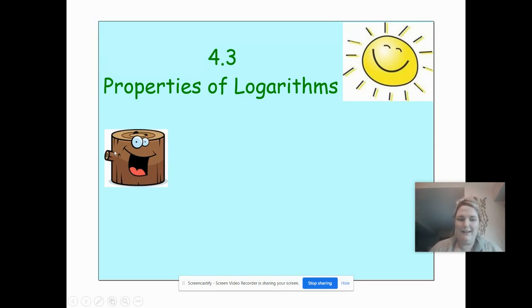Get it? See my little log dude over here? It's really excited about him. But hope you're all doing well, and don't make fun of my video too much. Okay, I'm going away now.